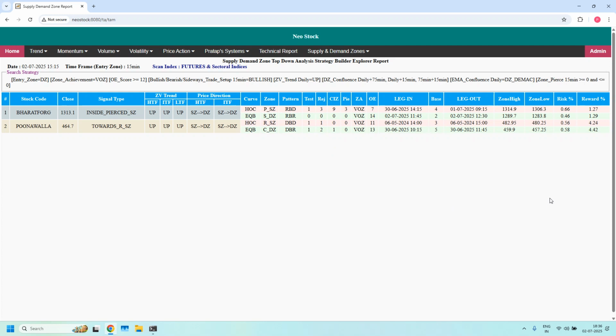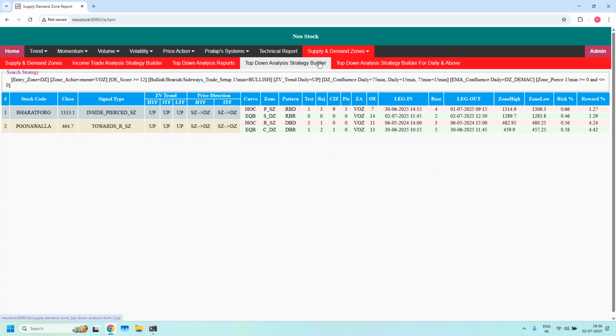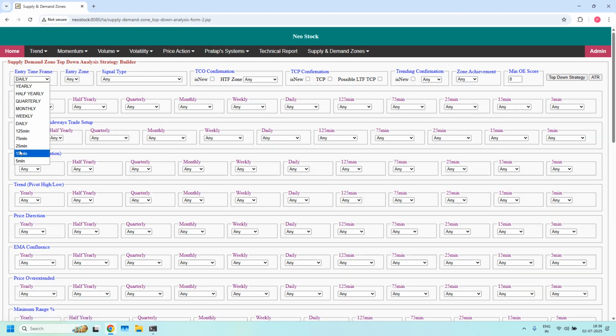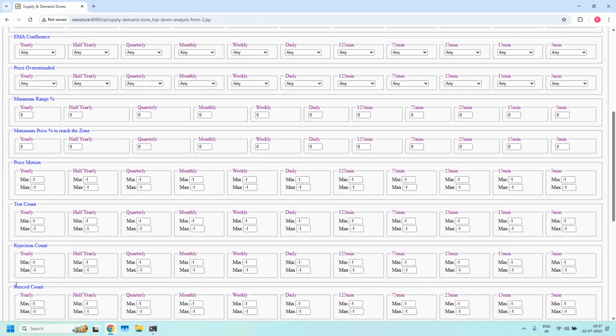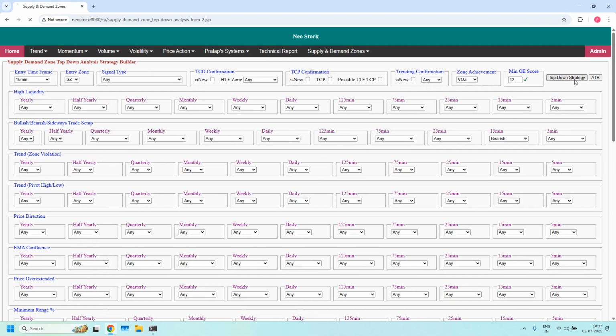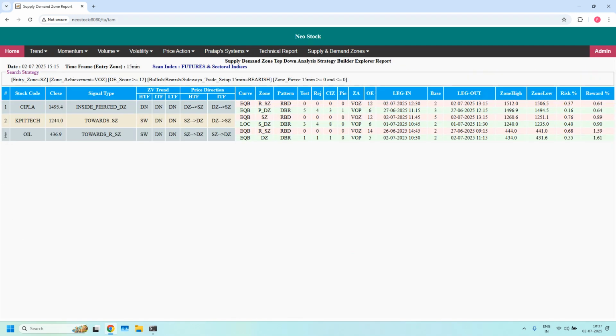daily income trade. Next, let us look into bearish trade setup for daily income trade. Entry time frame 15 minutes, entry zone supply zone, and bullish or bearish at 15 minutes, I am selecting bearish. Zone achievement VOZ, minimum order enhancer score 12, and also 15 minute supply zone should not be pierced. So in the pierced count parameter at 15 minutes time frame, minimum value 0, maximum value 0. By applying all the filters, we got 3 stocks. These 3 are bearish trade setup for daily income trade, and entry time frame zones are 15 minute supply zones.